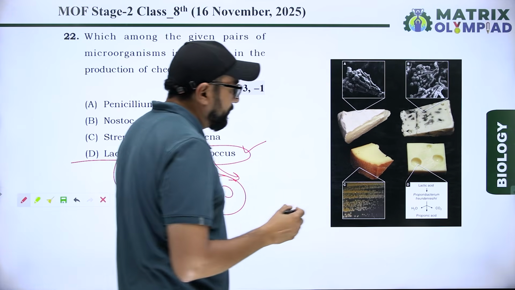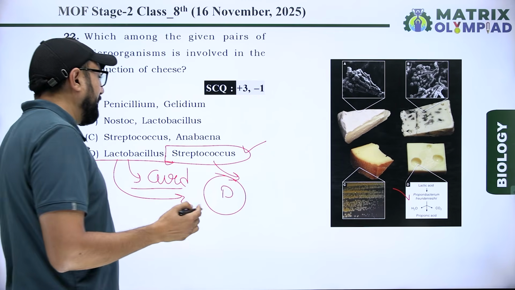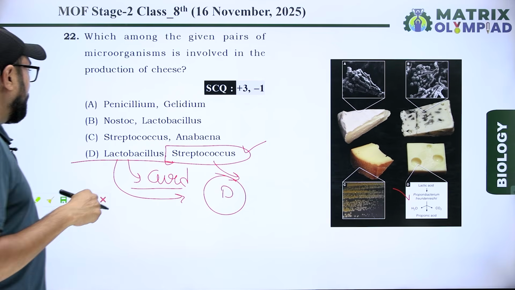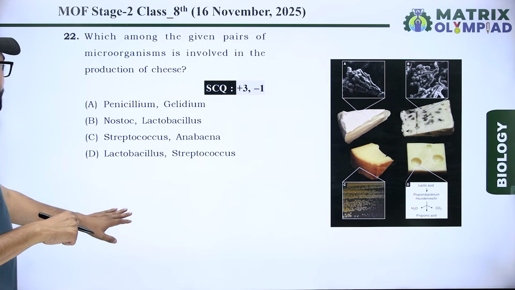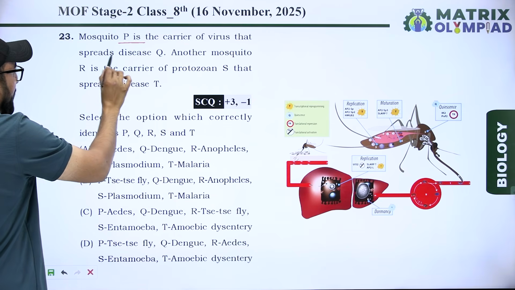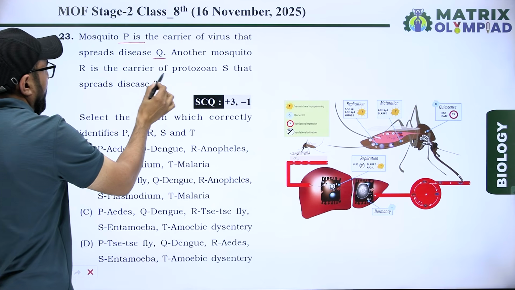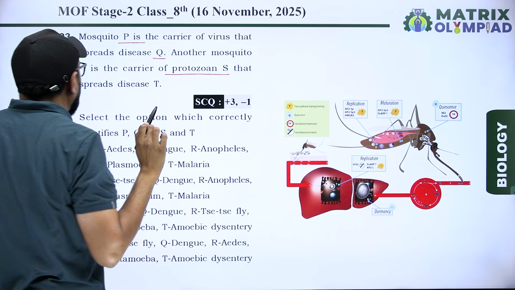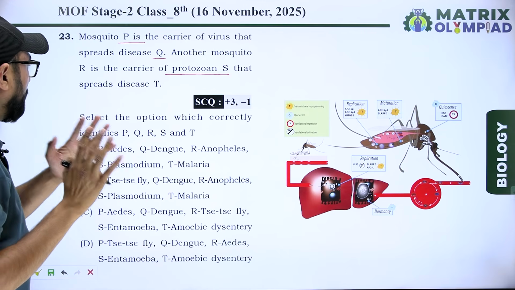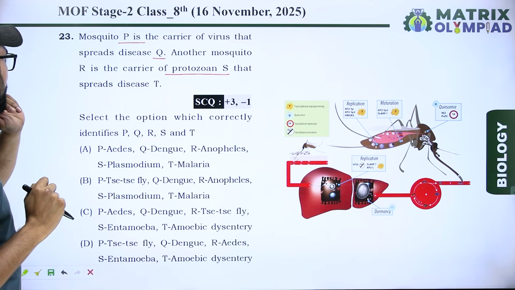In cheese production, Propionibacterium shermanii is used in the formation of cheese. Next question: mosquito P is the carrier of a virus that spreads disease Q. Another mosquito R is the carrier of protozoan S that spreads disease T. Select the option which correctly identifies P, Q, R, S, T.